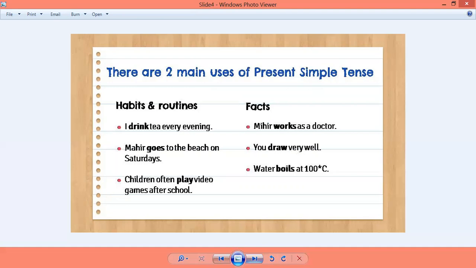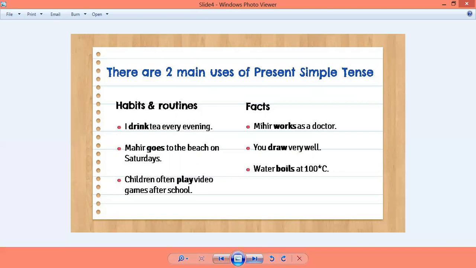ये past tense में नहीं है, right? Next we can see Mahir goes to beach on Saturdays. He has this routine where he goes to beach on every Saturday, right? तो यहाँ पे goes है, again present tense में है. That is V1. Children often play video games after school. Play is in present tense. Why? Because this is a fact, right? It's kind of a routine for children to play a video game after they come from their schools, right? So it is formed in present tense.